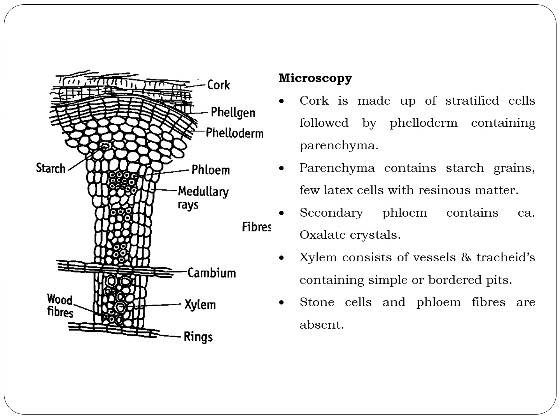Let us see the microscopy of the root. Cork is made up of stratified cells followed by phelloderm containing parenchyma. Parenchyma contains starch grains, a few latex cells with resinous matter. Secondary phloem contains calcium oxalate crystals, and xylem consists of vessels and tracheids containing simple or bordered pits. Stone cells and phloem fibers are absent.